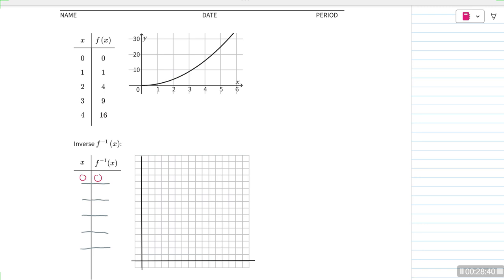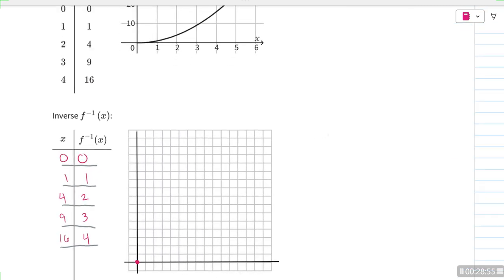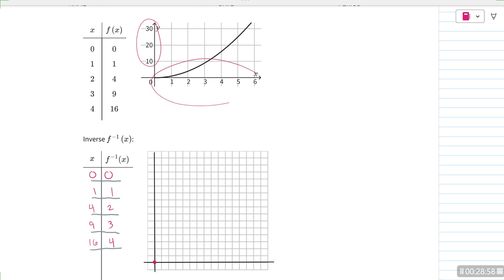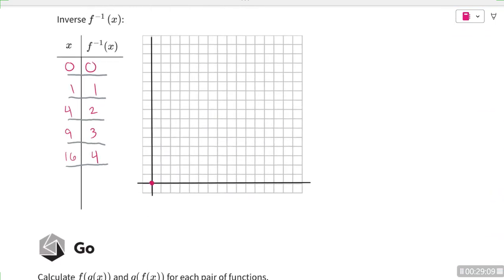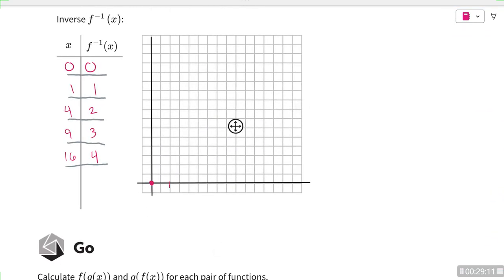So 0, 0, that point's not going to change. So let's go ahead and plop that on there. This one, 1, 1, also doesn't change. But now we're going to have 4, 2, 9, 3, and 16, 4. So we want to be careful here, because notice the axes don't count the same value. So I'm going up by tens on my y-axis, which means I want to make sure my x-axis has that same pattern. Now, we have a lot more dots here, so I might not have to go by tens, but maybe 2.